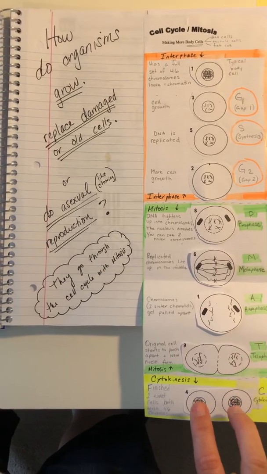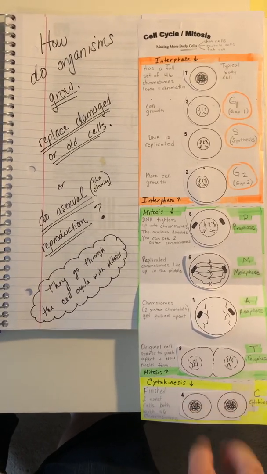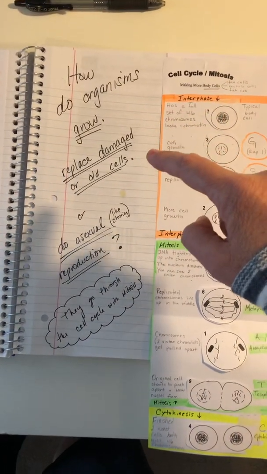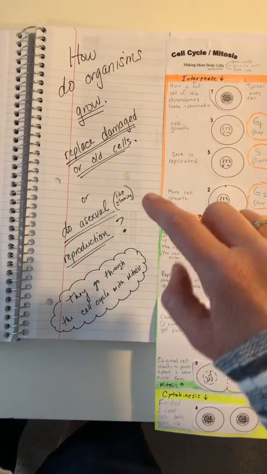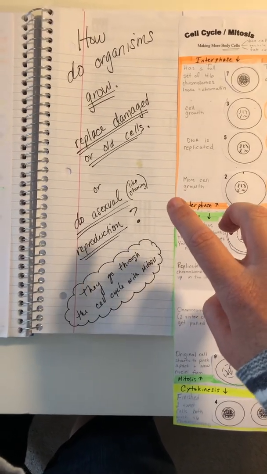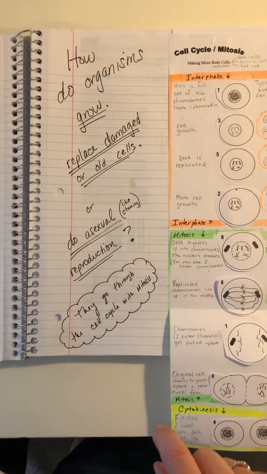And cytokinesis is the final step when you've got your 2 cells. So this is how your organisms grow. They replace damaged or old cells. And if an organism needs to do cloning or asexual reproduction, then they can do this process also.